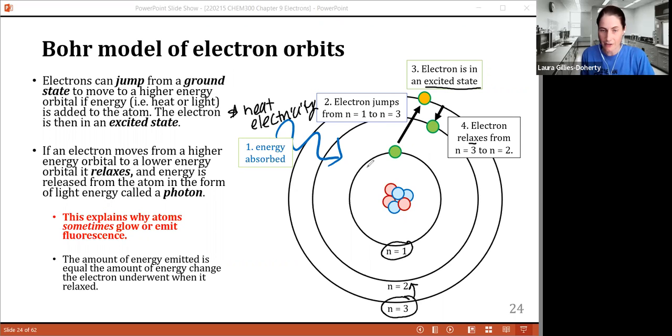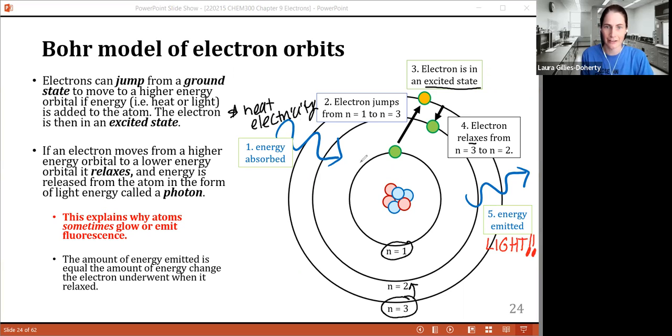Well, if we put in enough energy to make it jump 2 rungs, but it only relaxes back down 1, then there's still some unaccounted energy. Energy can't be created or destroyed. It's got to go somewhere. And so what happens is the extra energy, right? It absorbed enough energy to do 2 jumps, but it only relaxed down 1. That extra energy is emitted, and that's what we see as the light. And so that's what Angstrom and Balmer were observing when they energized atoms of different elements.